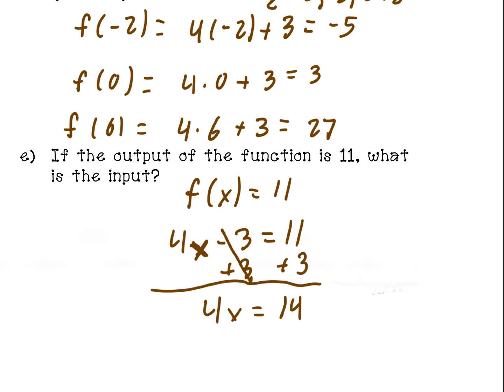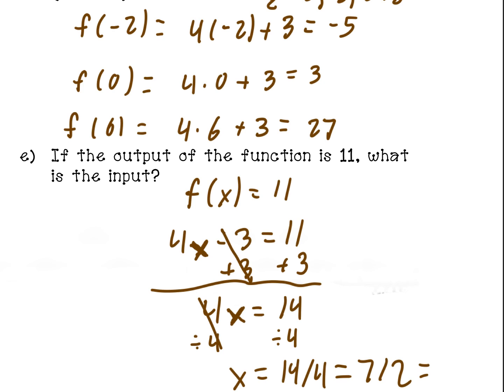Now, if we want to get our x by itself, we need to get rid of the 4 times. So instead of multiplying by 4, we're going to divide by 4. And what we are left with is x equals 14 over 4, which simplifies to 7 over 2, or 3.5.